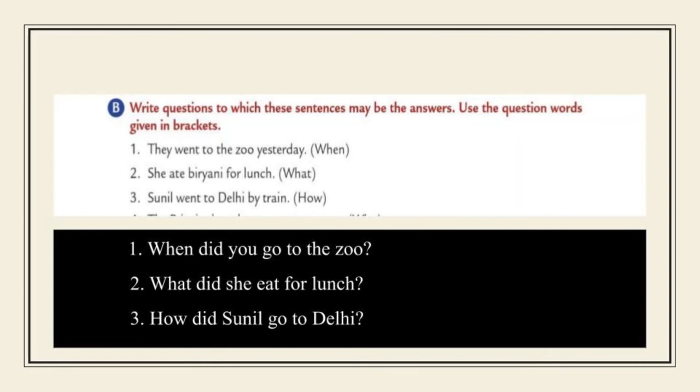What is the past tense? Went. So what is the present tense for went? That is go. The given interrogative word is how. How did Sunil go to Delhi? Question mark.